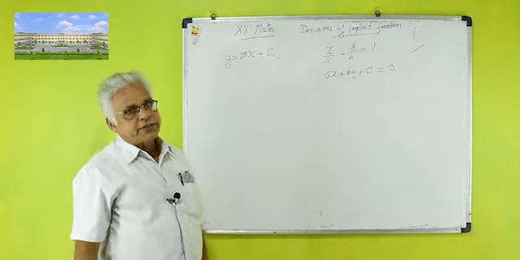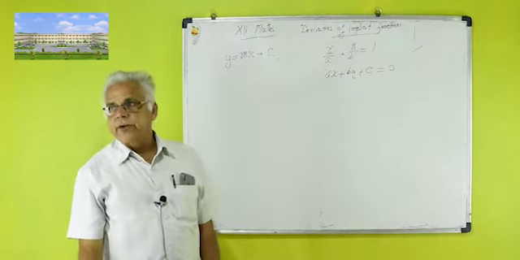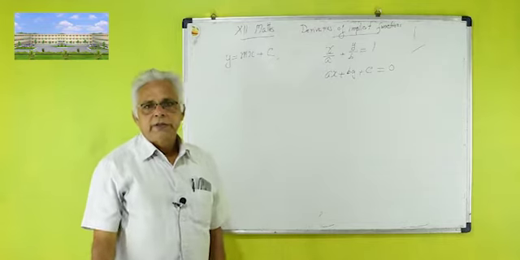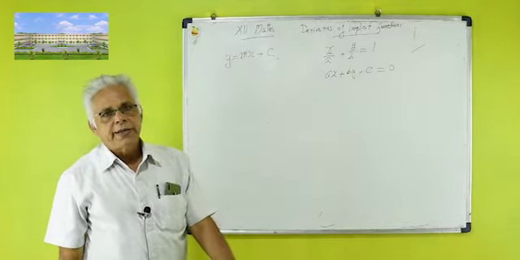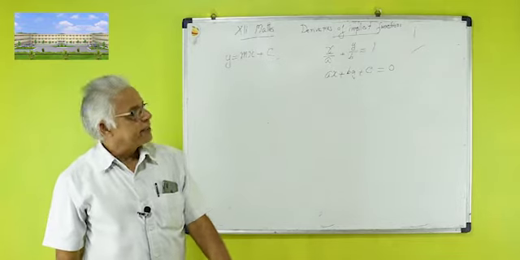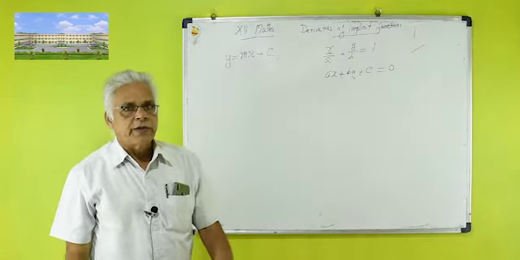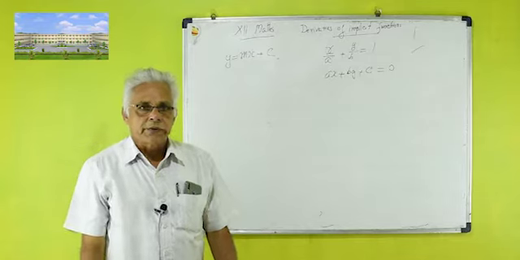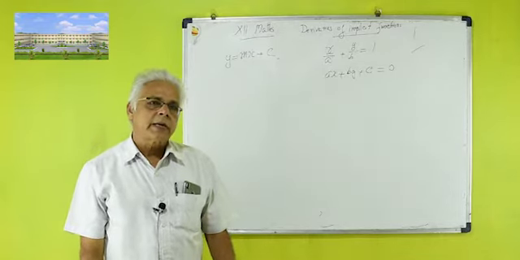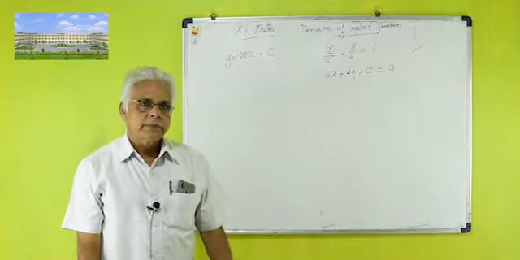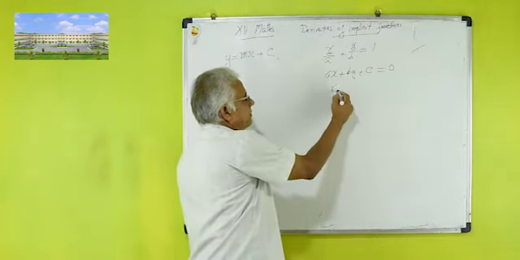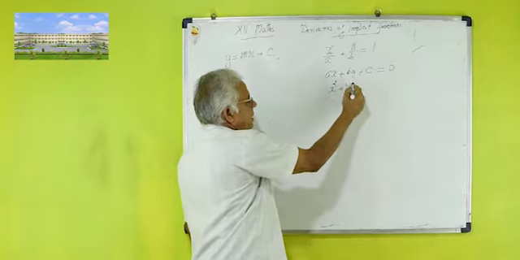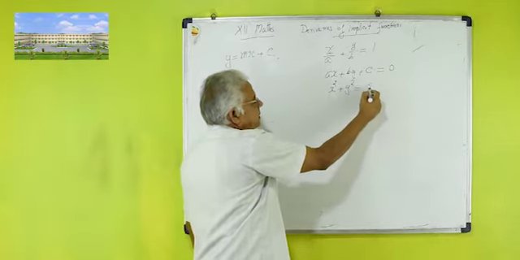Then the conic sections. The equation of a circle with center at origin and radius r is x square plus y square is equal to r square.